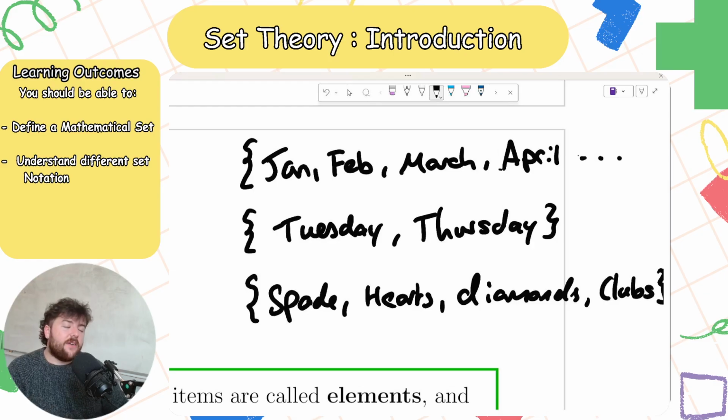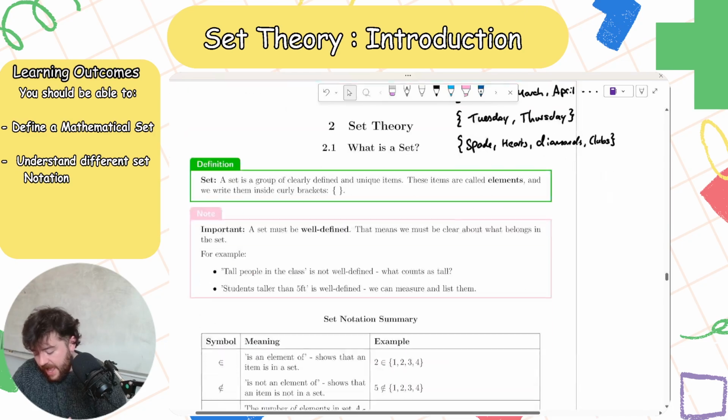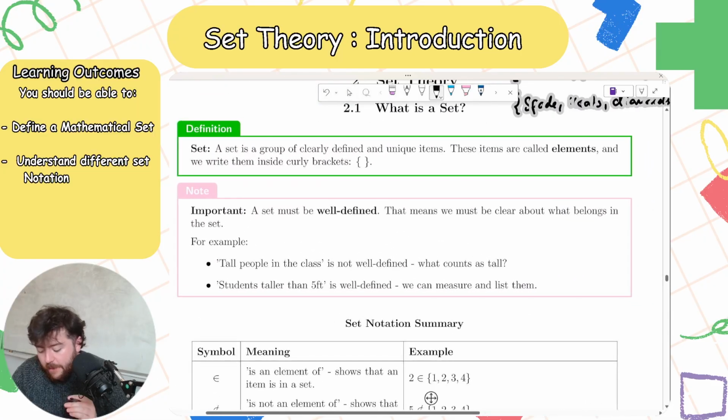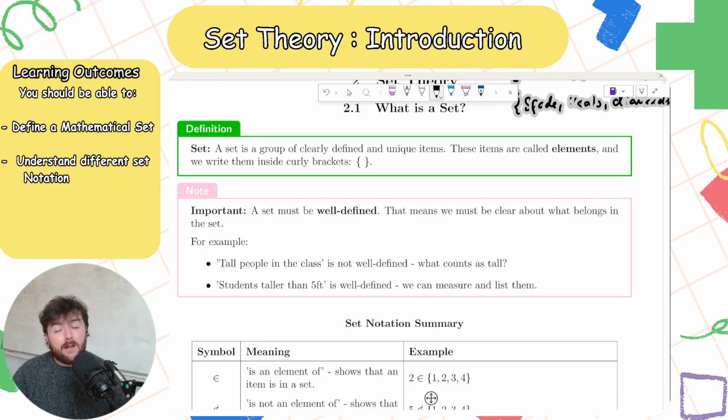So there are many different things that we can classify as a mathematical set. All we need to be aware is that it is well defined. One other thing about sets is we only ever list an element once. So let's go down here and have a look. All right, so a set must be well defined. That means we must be clear about what belongs in the set. So, for example, if I asked you to make a set of the tall people in your maths class, well, that is not well defined because what do we classify as tall? But if I asked you, can you make a set of all the people who are above 5 feet in your class? Well, you can do that because we can measure everyone and then we can create the set.